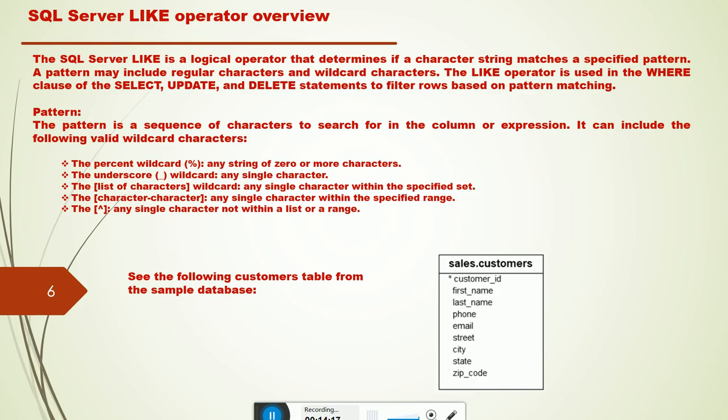See the following customers table from the sample database: sales.customers, with customer ID, first name, last name, phone, email, street, city, state, and zip code. So we will process the queries on the basis of this customers table.